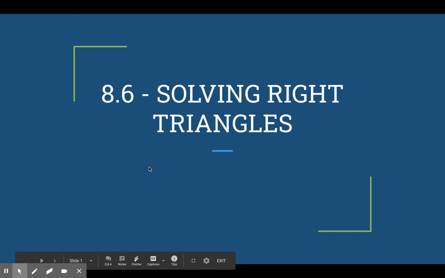We're moving on with chapter 8. This lesson 8.6, solving right triangles, in a way is a review lesson. So we're technically taking everything that we have learned throughout chapter 8, all about right triangles and being able to solve for every single thing in a right triangle, being able to solve for all three side lengths and to solve for all three angles.